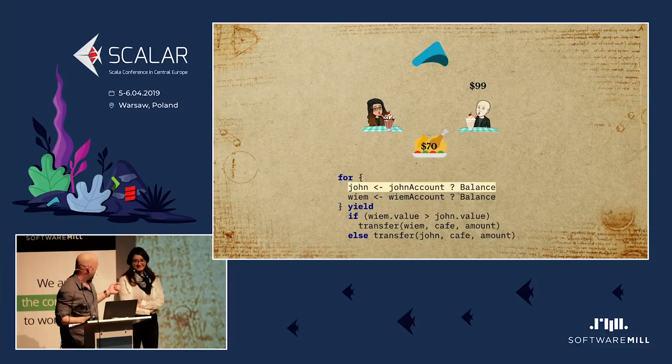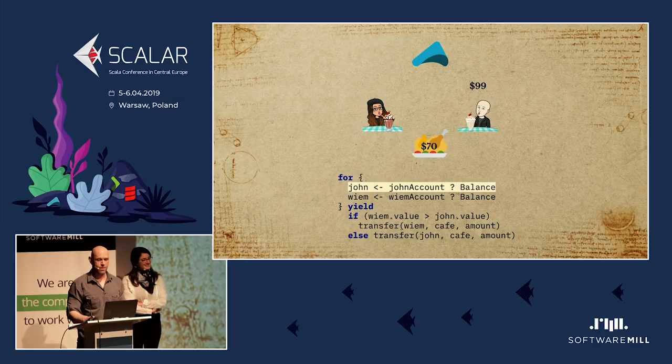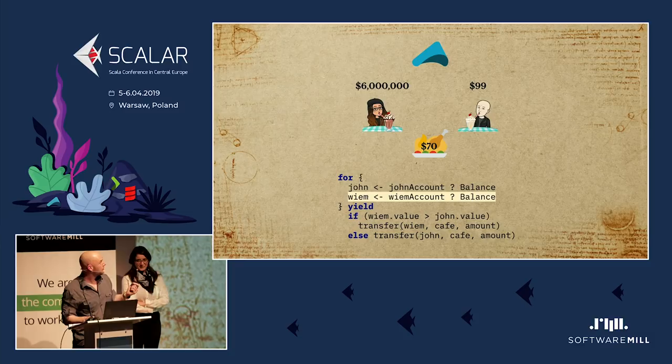So let's say Wiem and I go out to a cafe for lunch, and we decide in advance that whoever has more money in their bank account is going to end up picking up the bill. So the first thing we do is we send a balance message to my account. We find out I have $99 in my account. And then we send a balance message to Wiem's account, and we find out that she has $6 million? Wiem, how did you get $6 million in your account? All right, and then we do the check, and clearly Wiem has way, way, way more money in her account than my account.